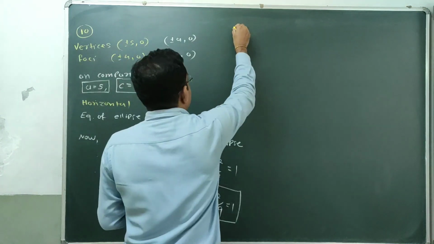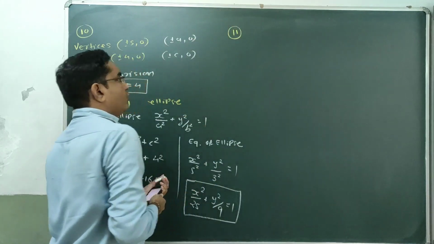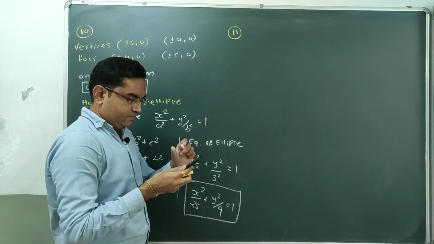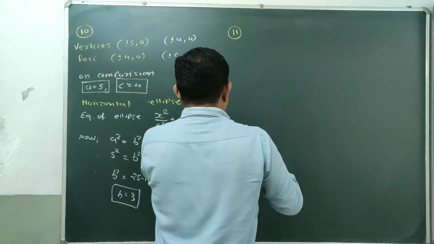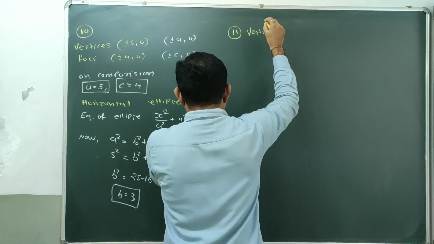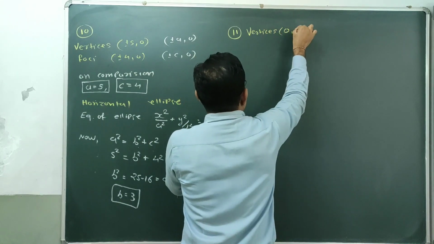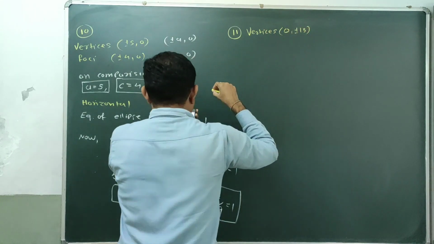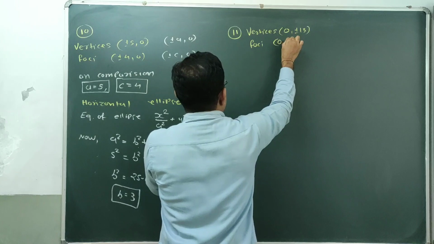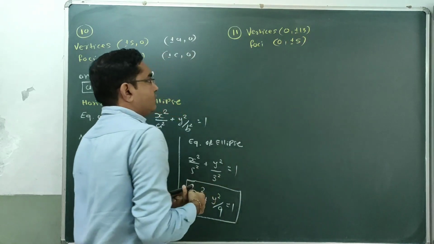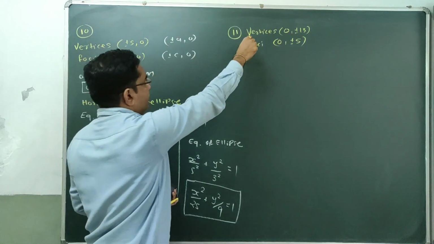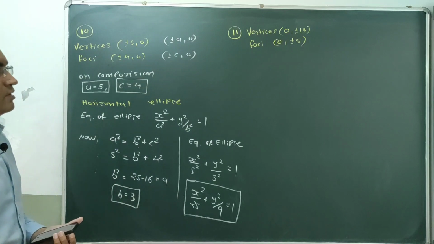Now the next question is question number 11. Different conditions are given. According to the conditions, we have to derive the equation of the ellipse. Done? Is everyone listening? Now here we have to find the equation of the ellipse whose vertices are 0, plus or minus 13, and coordinates of foci are 0, plus or minus 5. Again the same type of conditions are given. For question number 10 we were given conditions in terms of vertices and foci, and here again we are given conditions in terms of vertices and foci.